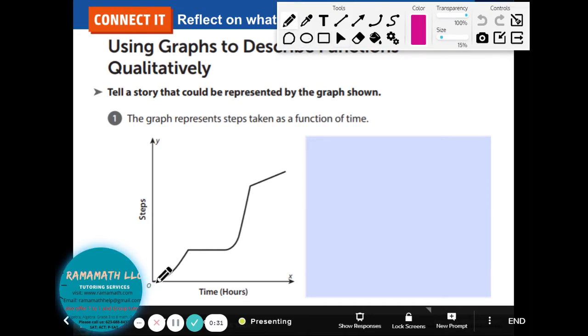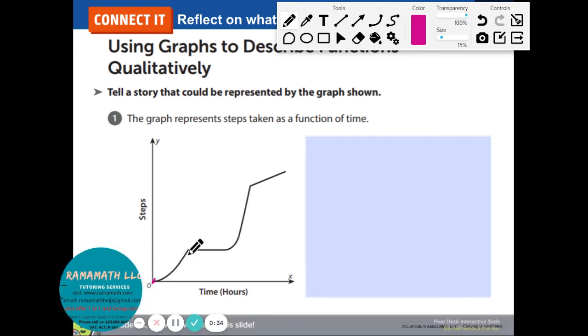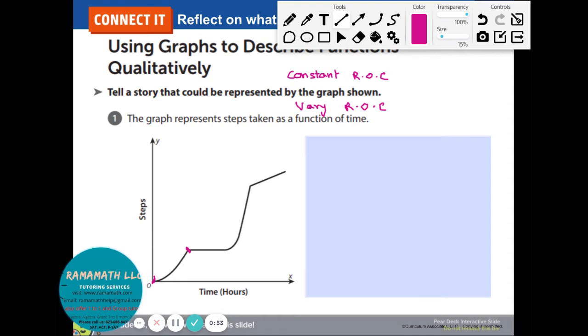So if you look at it from here, 0 to here, what type of variation? We have two of them. One is constant rate of change, and the other one is vary rate of change. Constant rate of change means it's kind of like a straight line, and the vary rate of change is like a curve.